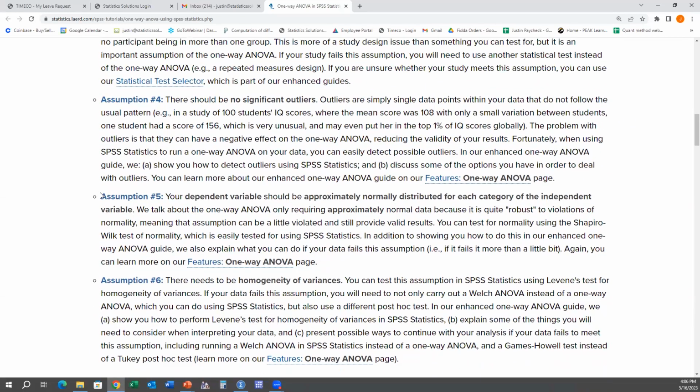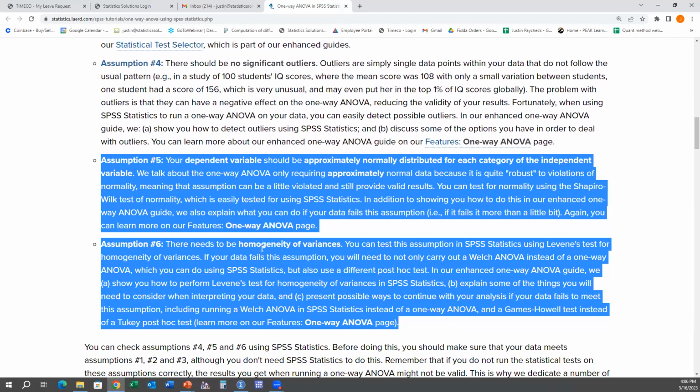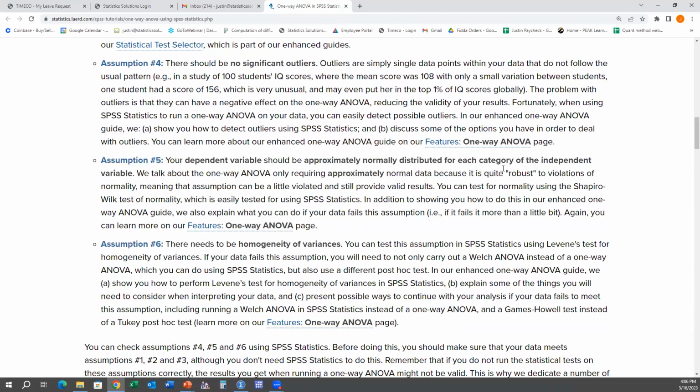Normality, these last two are quite important. So normality and homogeneity of variance. Okay, so if you joined us last week, you can take a look at the webinar last week where we looked at assumptions with a high level of detail.